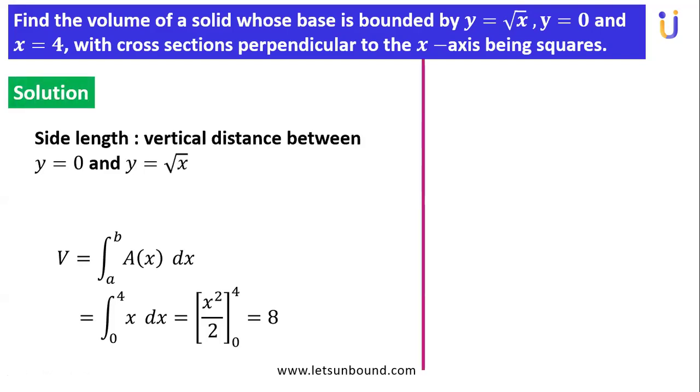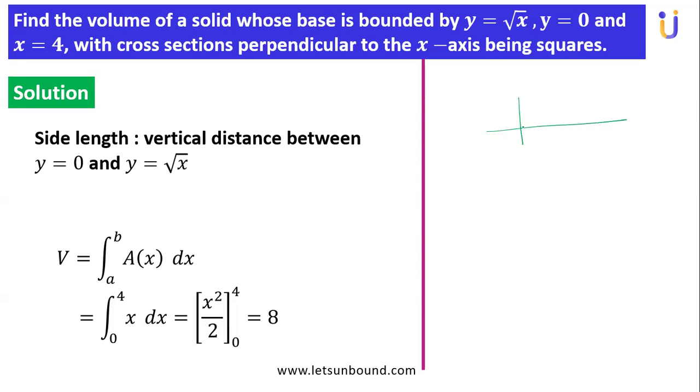Okay. So here, find the volume of a solid whose base is bounded by y equals square root x, y equals 0, and x is 4, with cross sections perpendicular to x-axis being squares. So squares means side length. What is the side length?